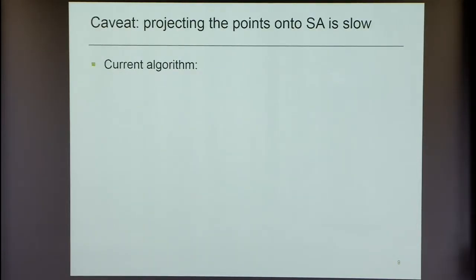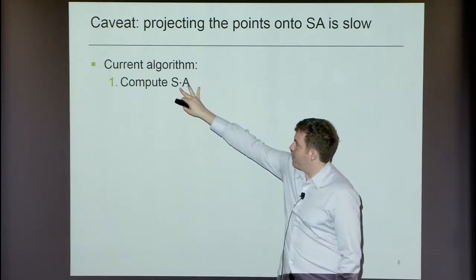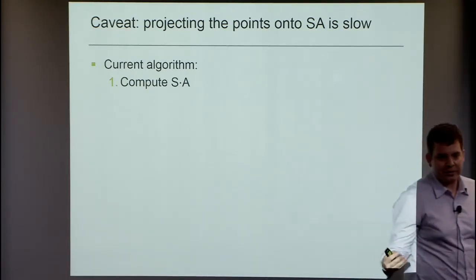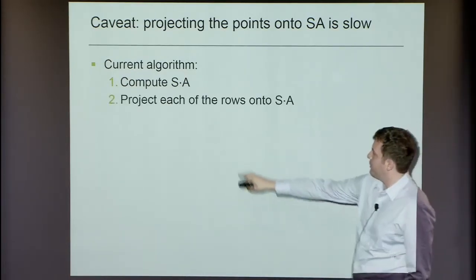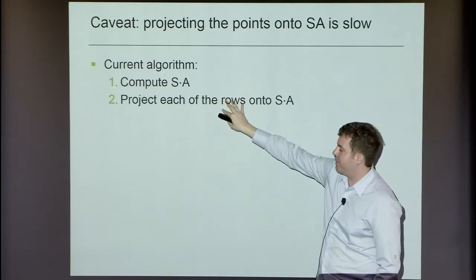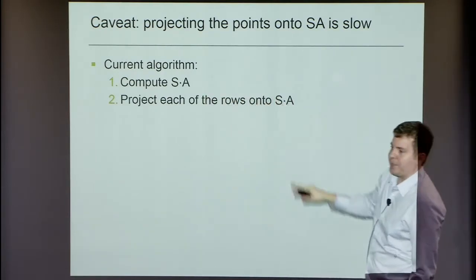Let me go over the current algorithm for low rank approximation because there's still a caveat. What did we say we're going to do? We're given this n by d matrix A. We compute S times A. Using the count sketch matrix, we can do this in input sparsity time. The next step is to project each of the rows, the n points of A, onto S times A.